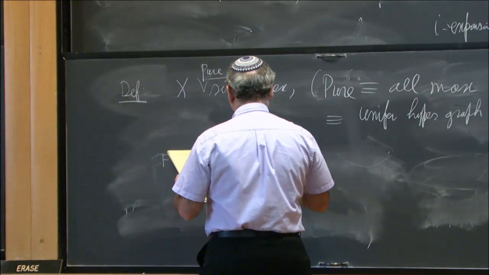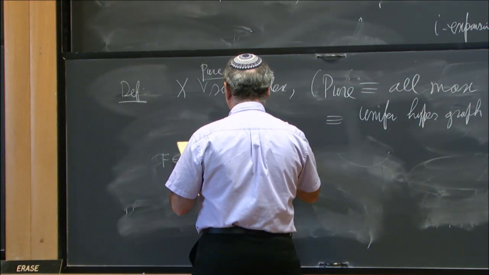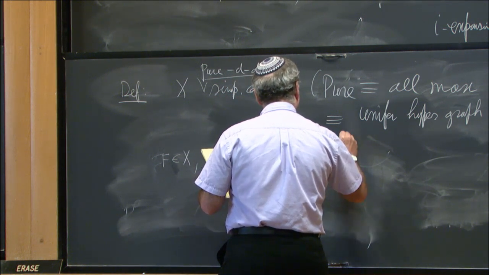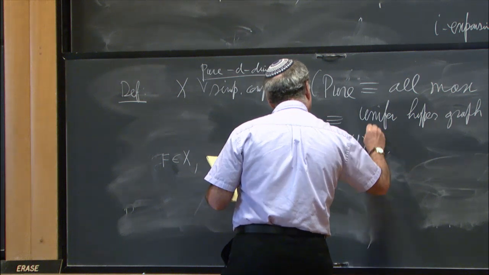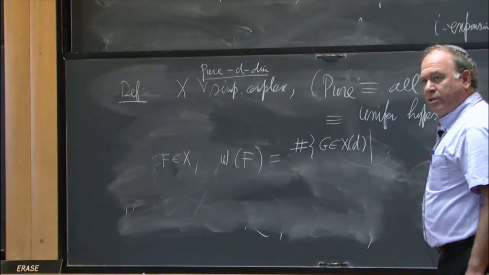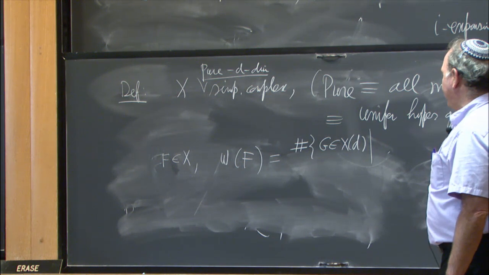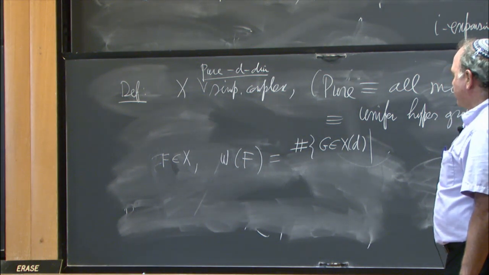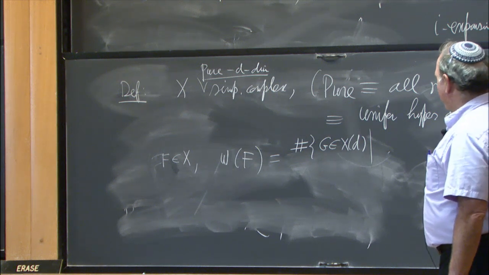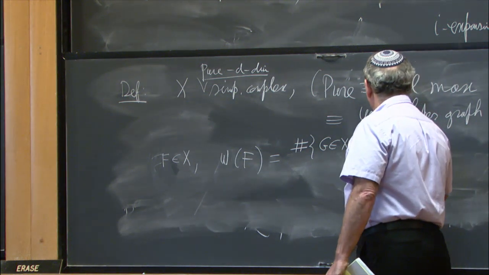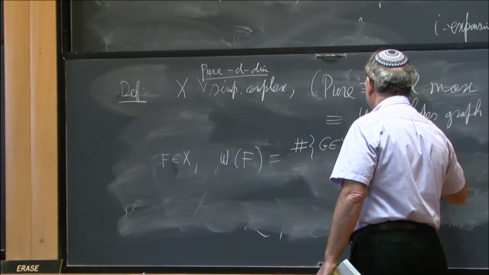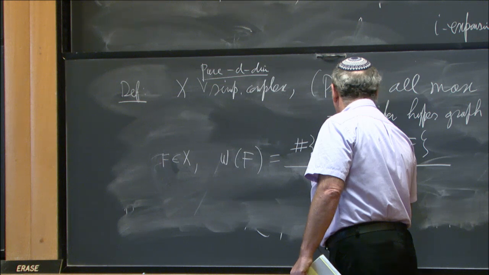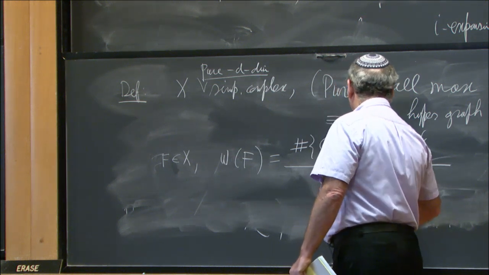This will be the weight of f, the number of g in X_d. We look at the top dimension, the number of cells in the top dimension. Sometimes they are called facets or chambers. The number of chambers containing F, you divide it by the total number of d-dimensional faces.